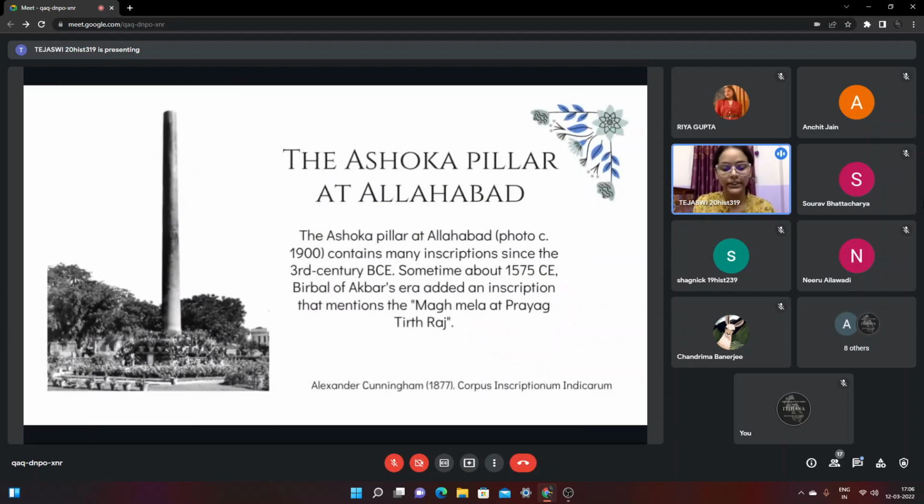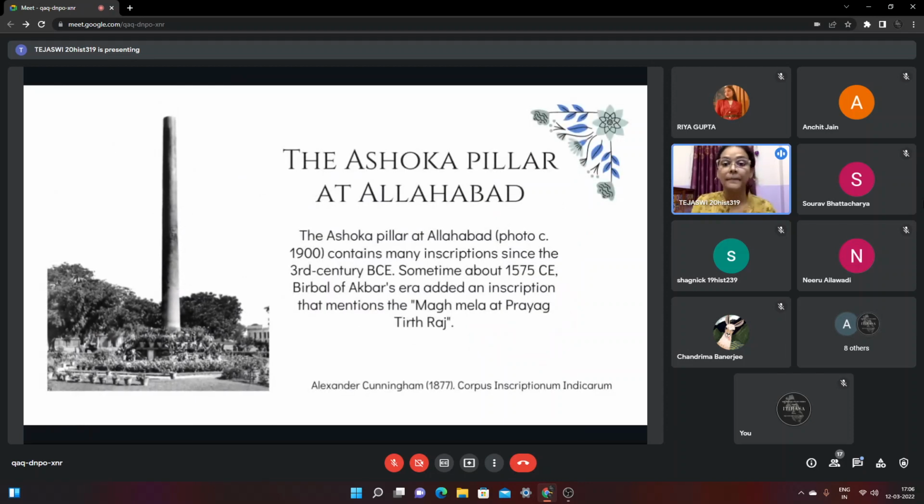For the Ashoka pillar that is at Allahabad, even the Ashoka pillar mentions the Magh Mela at Prayag, but the thing is that it's a later edition. Although the pillar is from the 3rd century BCE, this particular inscription was added during Akbar's reign, sometime about 1575.